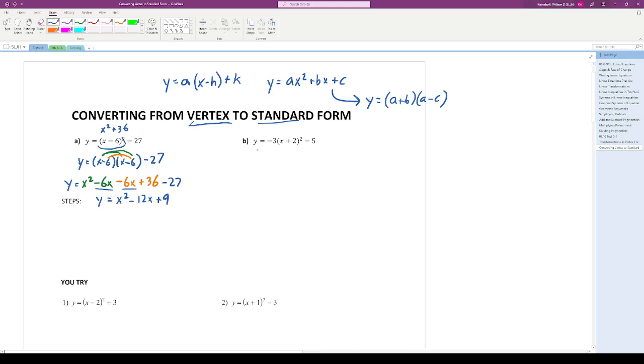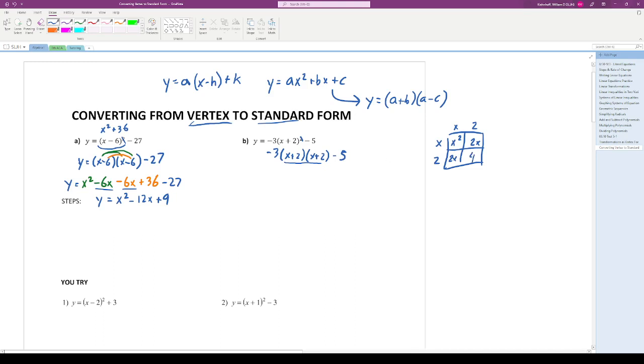So same idea here. This one I'll go ahead and do the area model. So the important thing is we still get rid of this and we write out negative 3 times x plus 2 times x plus 2 minus 5. So now we want to go and figure out what this part is. We can do that with the area model. We draw the little boxes and we put x plus 2 and x plus 2. We get x squared, 2x, 2x, and 4.